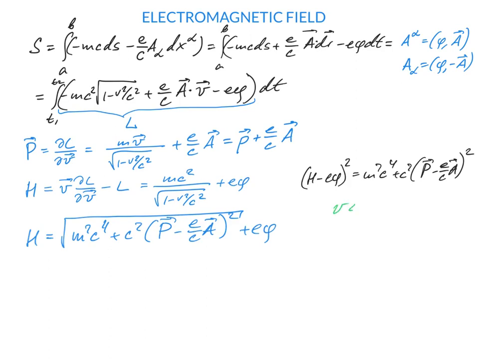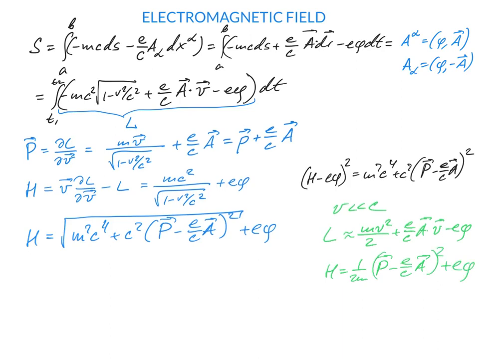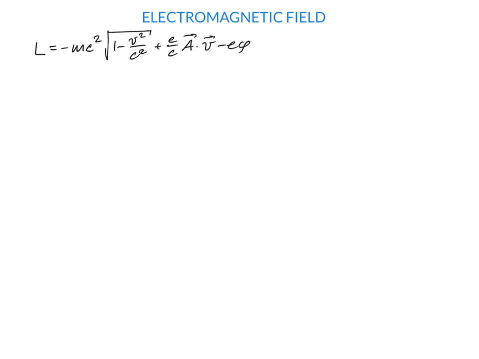In the non-relativistic limit, the Lagrangian becomes approximately mv squared over 2 plus e over c A dot v minus e phi. I dropped the rest energy, and the Hamiltonian becomes 1 over 2m times (canonical momentum minus e over c A) squared plus e phi. Given the Lagrangian, we can now derive the Euler-Lagrange equations, or the equation of motion for the particle.